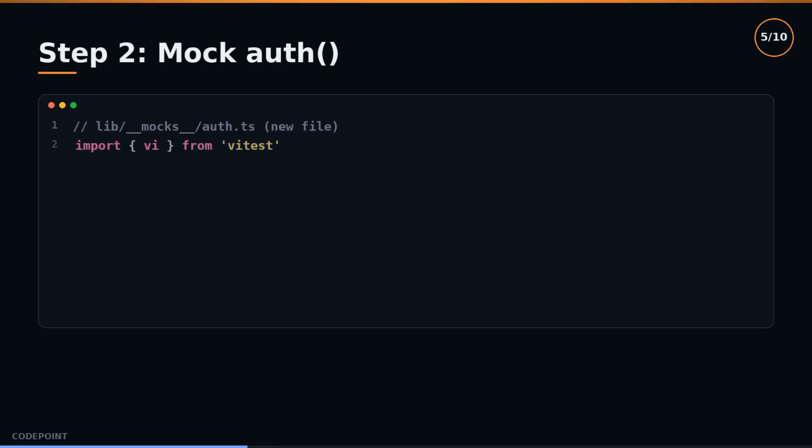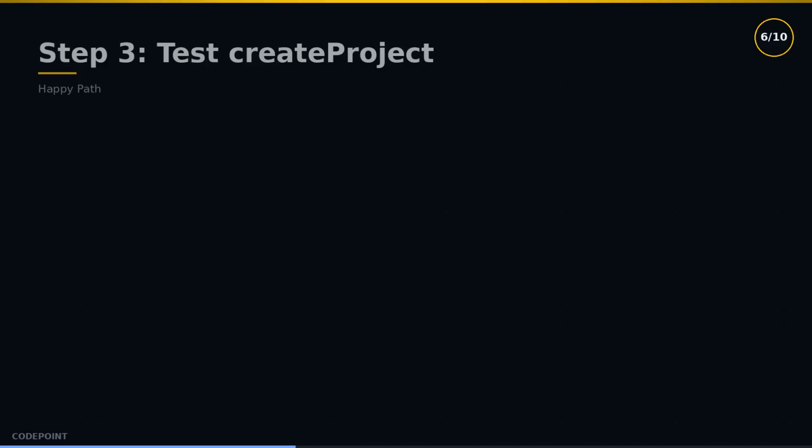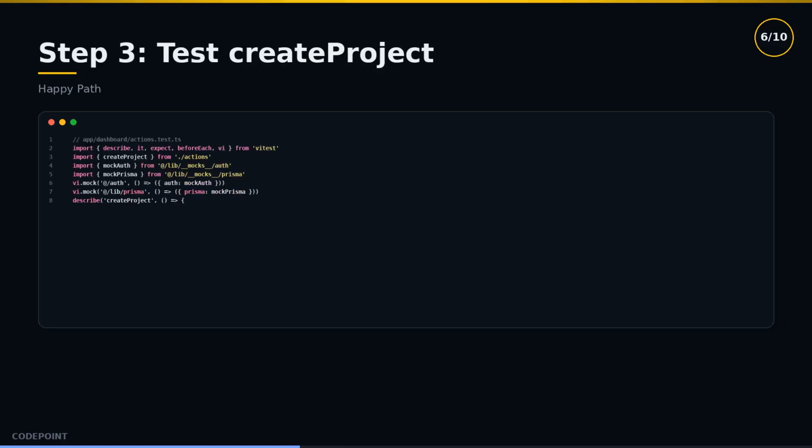Step 2, mock auth. lib/mock/auth.ts, new file. Import vi from Vitest. Export const mockAuth, vi.fn, mockResolvedValue: user id test-user-id, email test@example.com. Now auth returns a fake session. In one test it's authenticated, in another it's not. You decide.